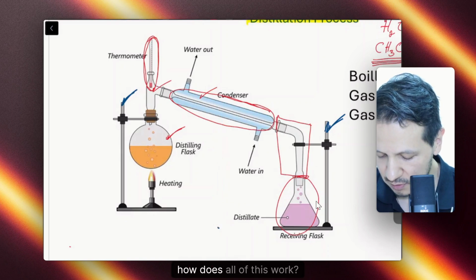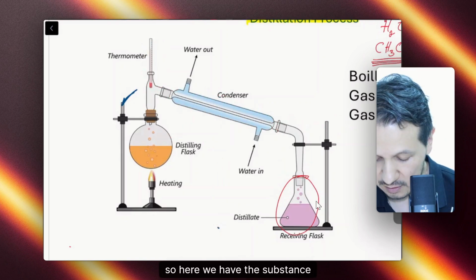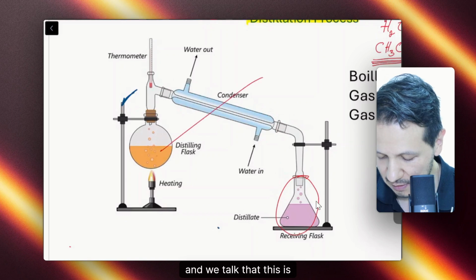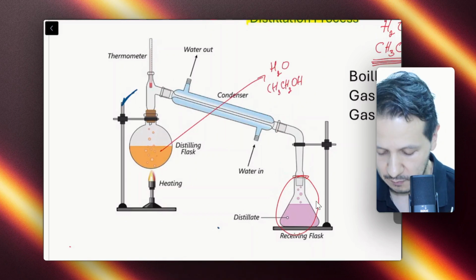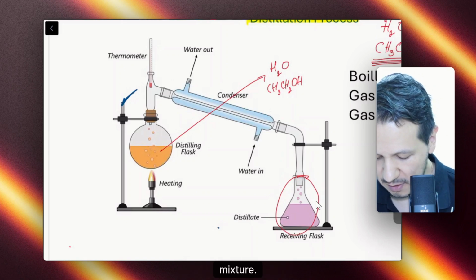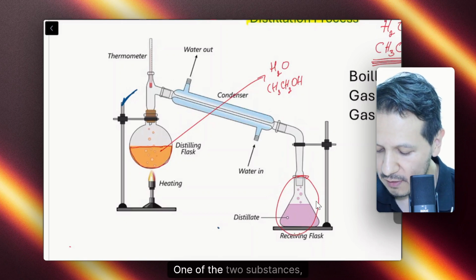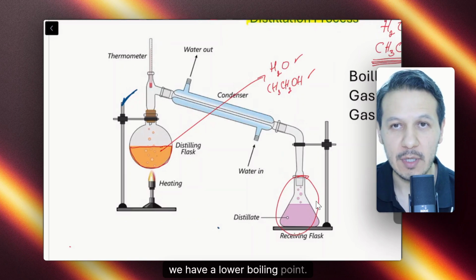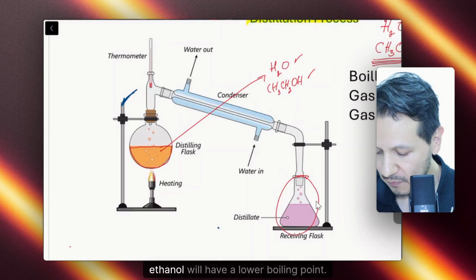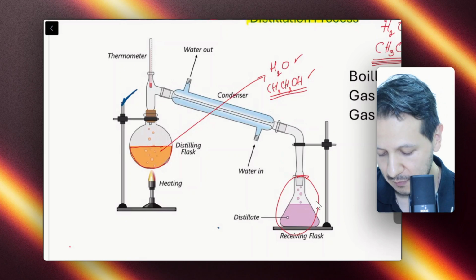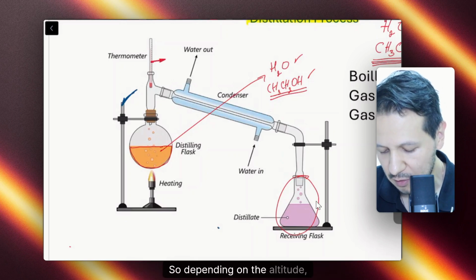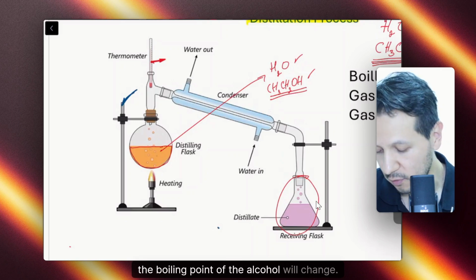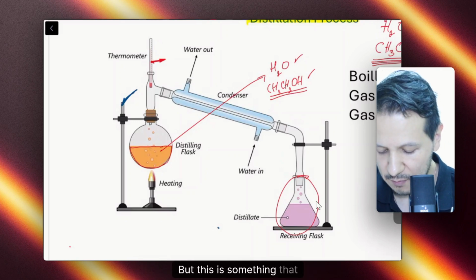Okay, how does all of this work? So here we have the substance, and we said that this is a water and ethanol mixture, right? Here we have our mixture. We are heating up the mixture, okay? One of the two substances has a lower boiling point. In this case, ethanol will have a lower boiling point. This temperature is the one that I will check on my thermometer. So depending on the altitude, the boiling point of the alcohol will change. But this is something that we can check in different booklets.